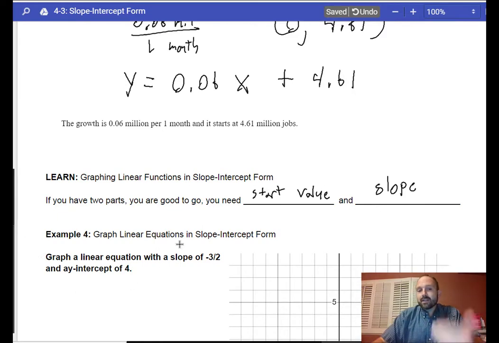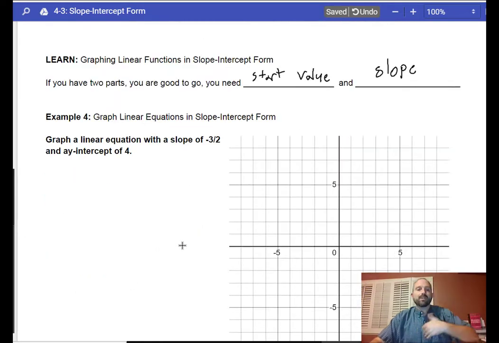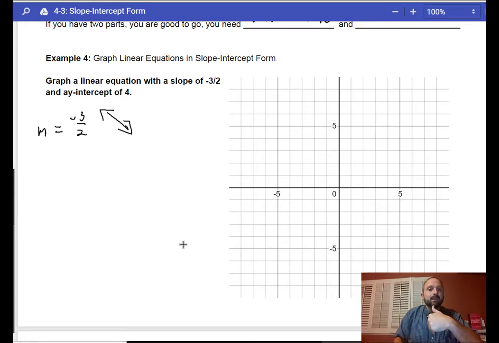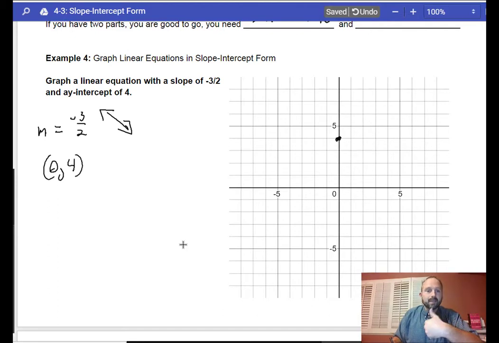So it says, example 4, graph linear equations in slope-intercept form. It says graph a linear equation with a slope of -3/2. So I know right now that this is going to be a negative slope. It's going to go down like this. And it has a y-intercept of 4. So it's going to start at (0, 4). So I just need to go over here and plot it. And now, I don't even have to know which one's which. I just go like this.